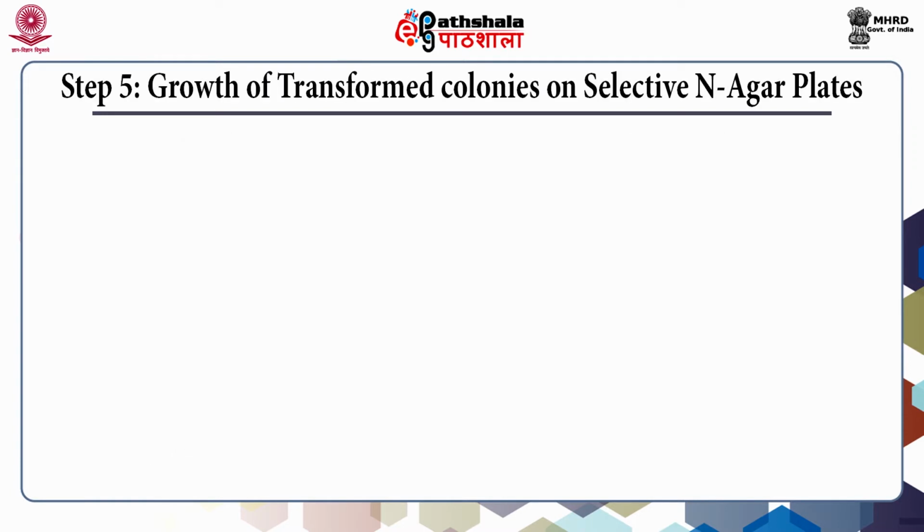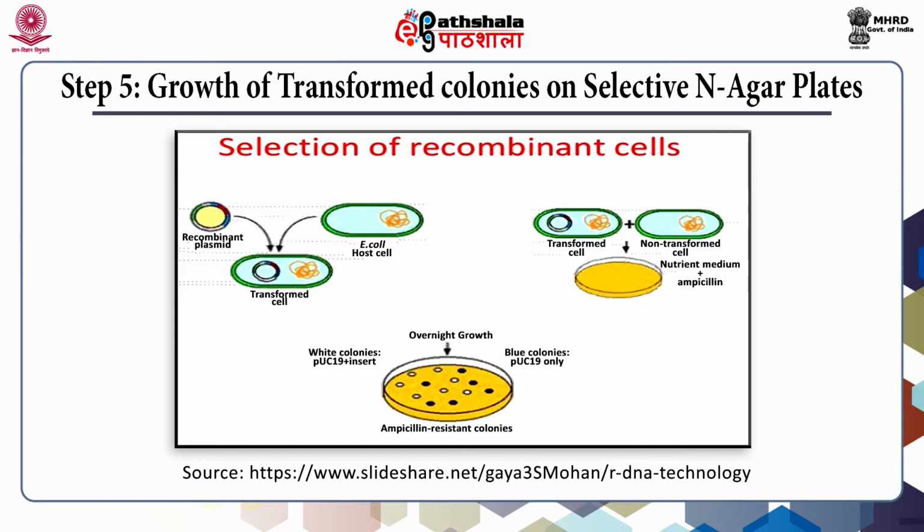Step 5. Growth of transformed colonies on selective N-agar plates. The transformed colonies can be isolated using selective media with antibiotic added to the medium. The non-transformed host cells will grow on the plates containing the antibiotic with blue color, whereas transformed host cells will grow on antibiotic containing plates with white color. These colonies can be picked up and the DNA fragment of interest can then be reproduced in large number.